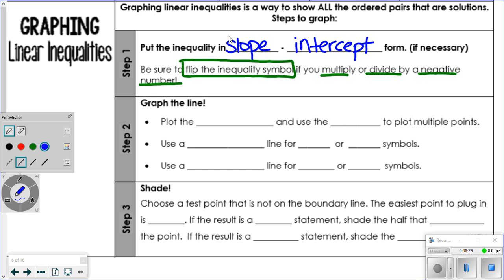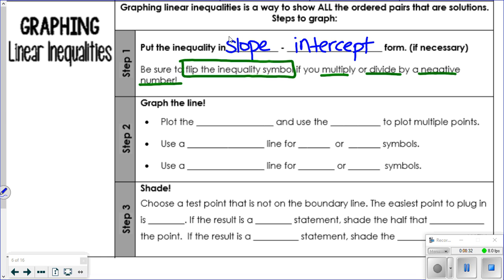So after it's in slope-intercept form, y is less than mx plus b, or y is greater than mx plus b, then we're going to plot the y-intercept on our y-axis, and we're going to use the slope to plot multiple points. So we want to cover our whole coordinate plane with many points.